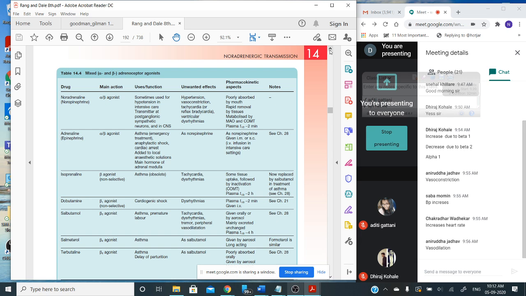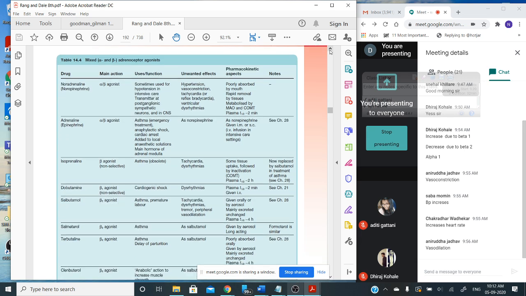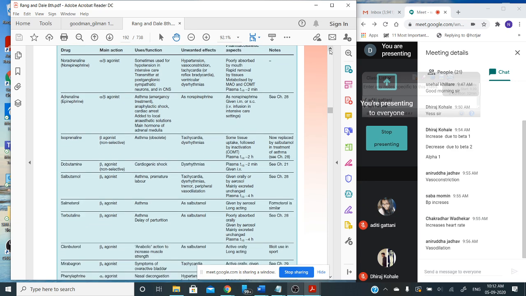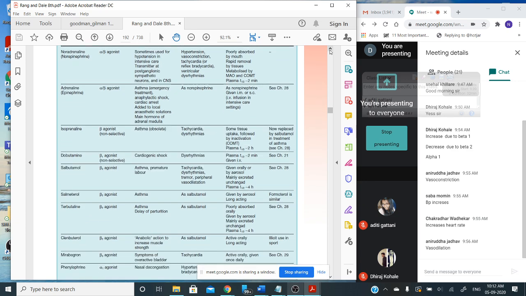Then next is salbutamol, salmeterol, terbutaline. All these are the agents acting on beta 2. Okay, so these are used particularly in bronchial asthma. We shall study all these drugs when we study drugs acting on the respiratory system. But we should understand that we shall not study all the mechanisms again, because we know the mechanism.